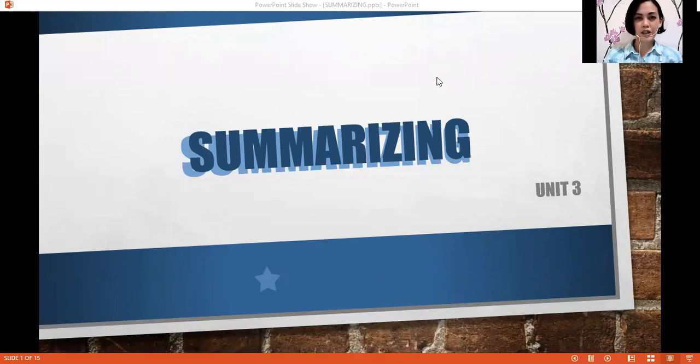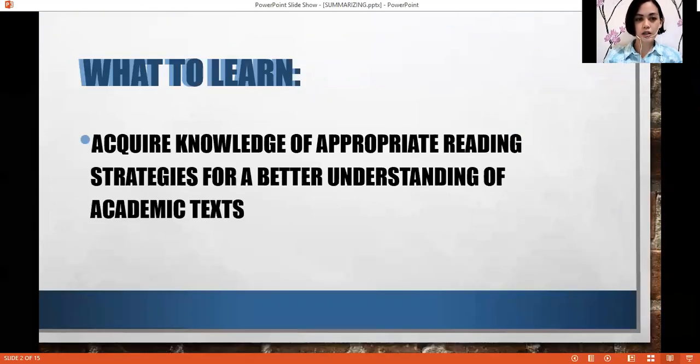And for today's lesson, we are going to discuss summarizing. And we are now in Unit 3. So the things that you are going to learn from this lesson are, first, you are going to acquire knowledge of appropriate reading strategies for a better understanding of academic texts.